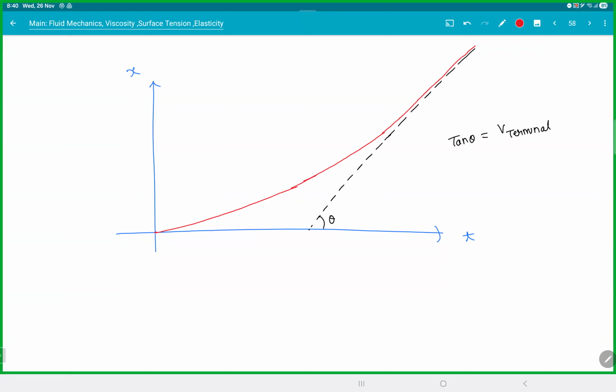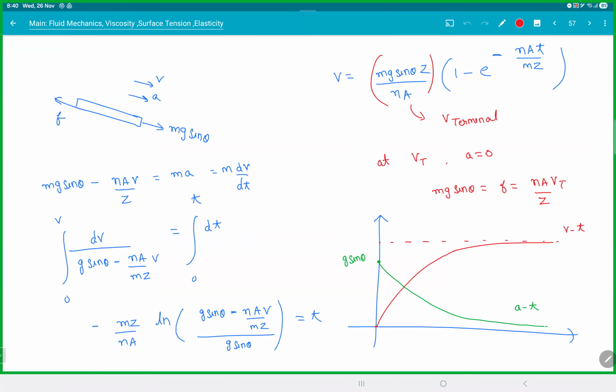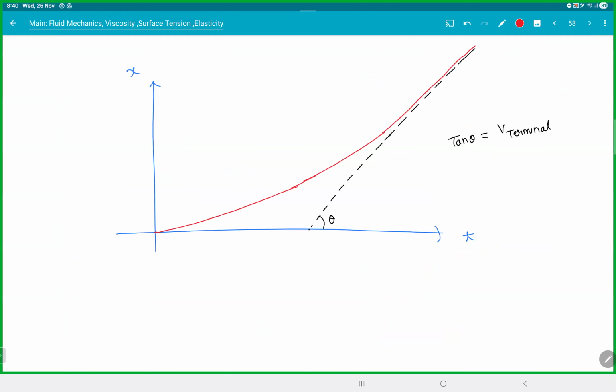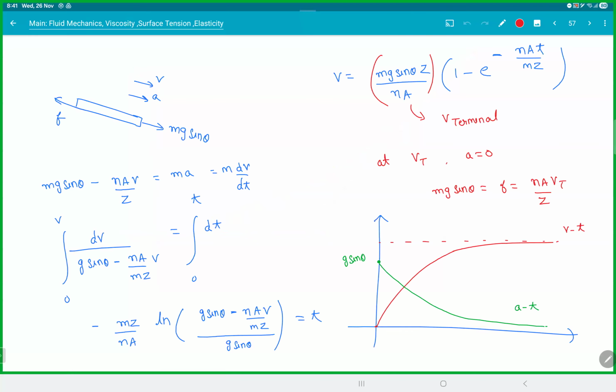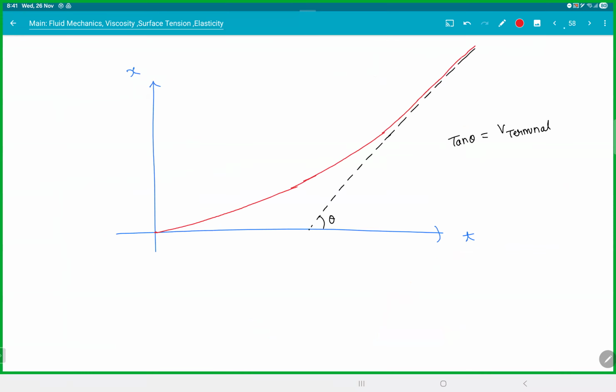Clear with that? So acceleration will keep on decreasing, tending to 0, but it will never be 0. Velocity will always keep increasing, tending to V terminal at infinity. And x will be a curve initially, and eventually it will try to become a line. The graphs are important. They can play with these graphs. And the tan theta will be V terminal. Clear with this?